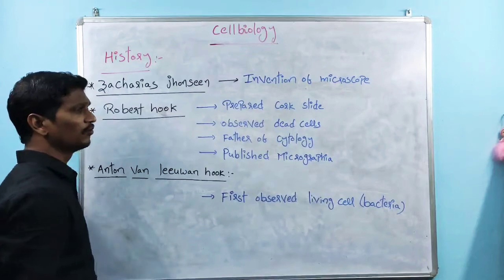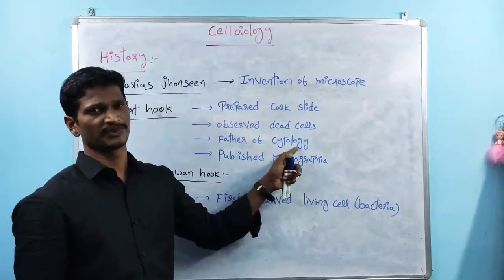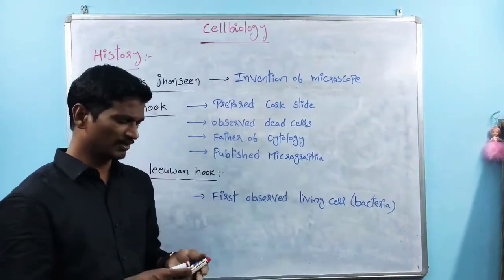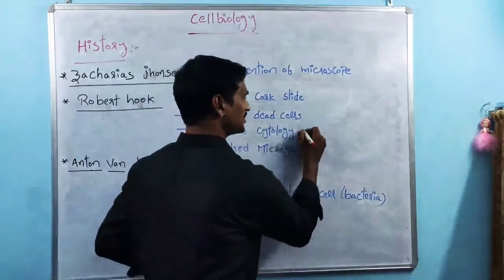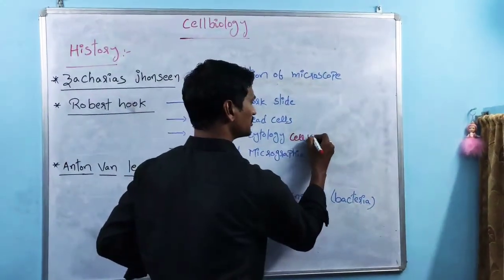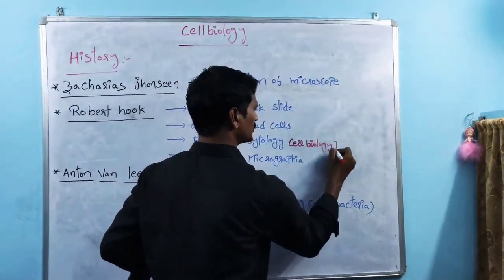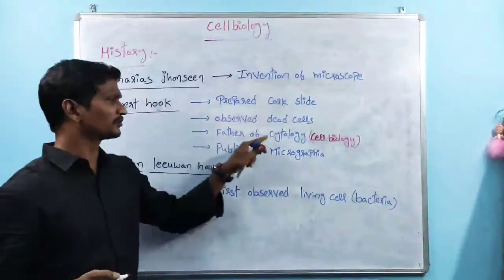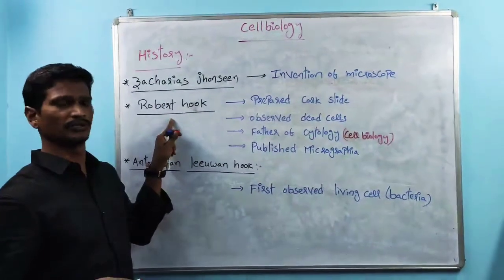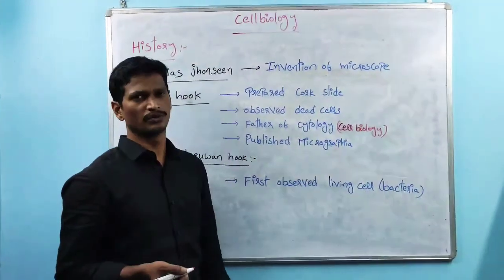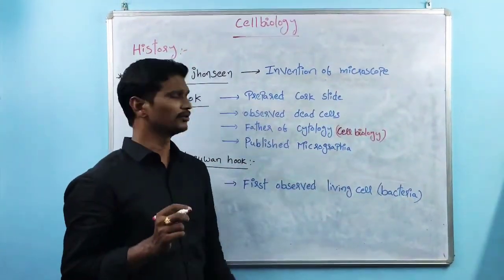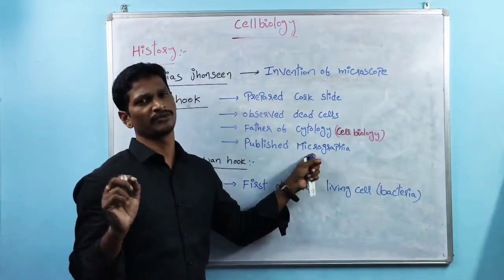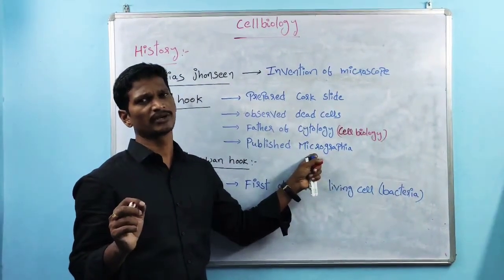And he is also called father of cytology. Cytology is nothing but cell biology here. Who is father of cell biology? Robert Hooke. Father of cytology? Robert Hooke. Right? He wrote one book. The book name is the Micrographia.